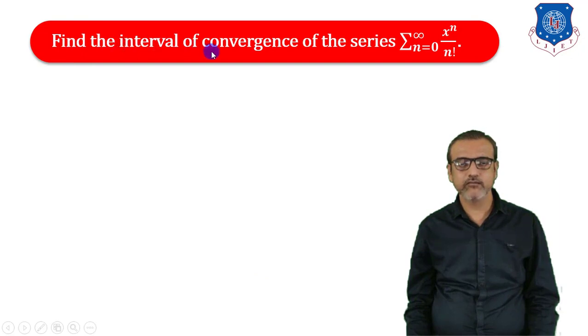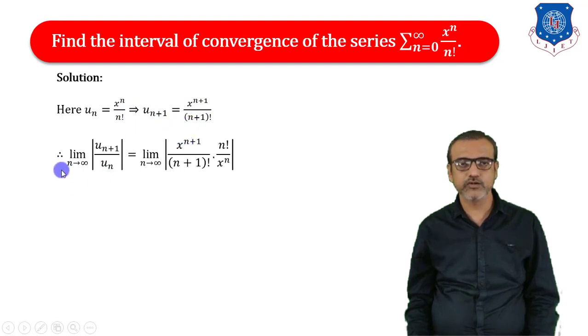Find the interval of convergence of the series sigma n from 0 to infinity of x raised to n upon n factorial. So here is the solution. Here un equals x raised to n upon n factorial. So first of all we will find un plus 1. For that purpose we will replace n by n plus 1 in un. So un plus 1 equals x raised to n plus 1 upon (n plus 1) factorial.